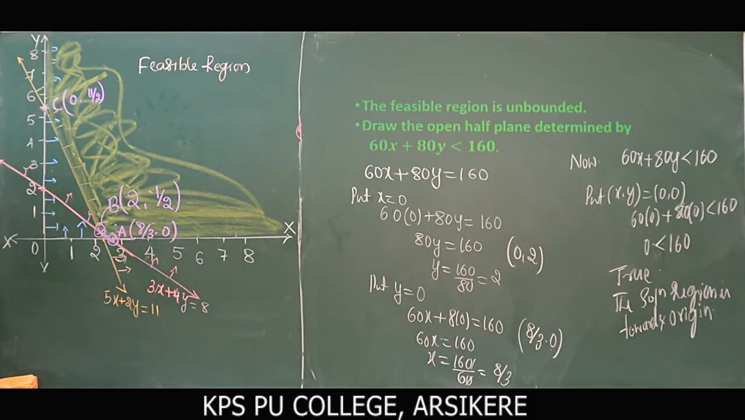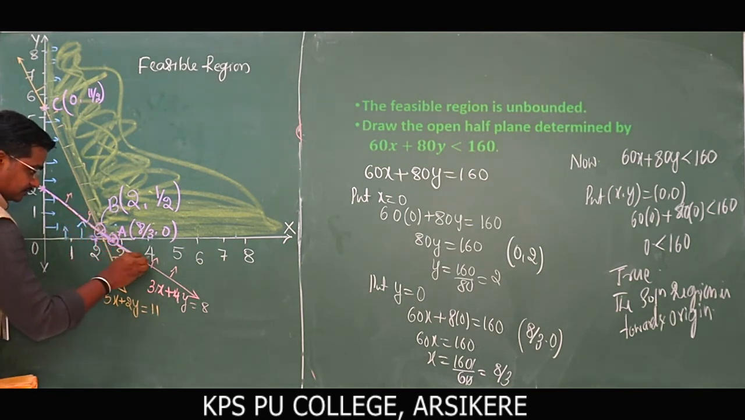So point 0, 2. Here we have one point, 0, 2, along the y axis. And another point here, 8 by 3, 0. What is the next point? 8 divided by 3, we get the same point here. So join these two. What do we have to do? We have to follow a dotted line. It is continuous.